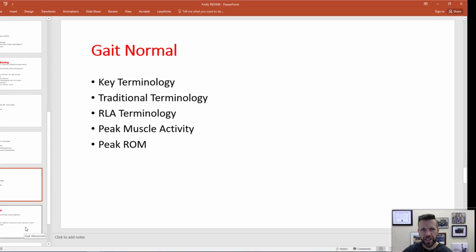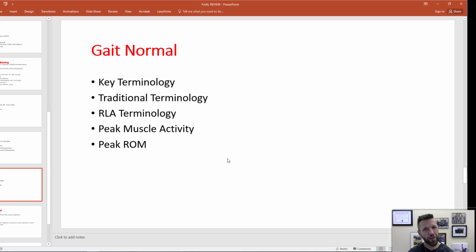Let's now get into just some last things here, and this is all out of your kinesiology textbook. This is looking at key terminologies from normal gait. So again, that's understanding double leg support, single leg support, float phase even, all just being key terminologies.